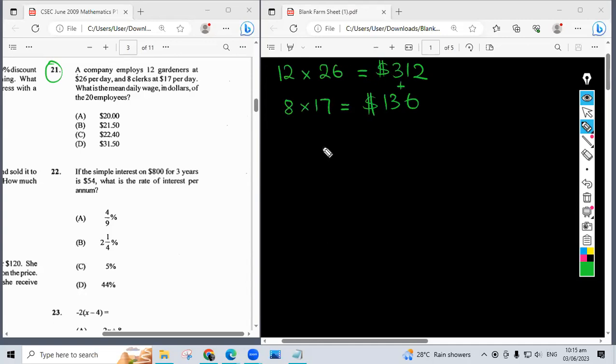You're going to get $448, and you have 20 employees in all. Remember, the average or mean is you add up everything and divide it by how much you have. So we divide that by 20, and I'm getting 22.4.